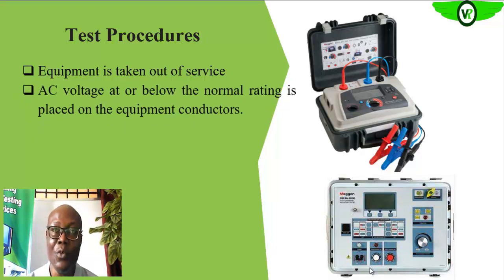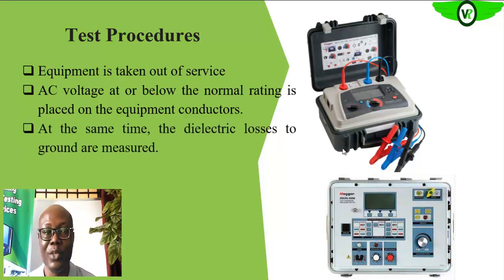So we'll now inject, with this equipment that you are seeing here, an AC voltage that is at most at the nominal rating level of the equipment, or below the nominal rating of the equipment. So what we are saying here is that if the equipment is an 11 kV equipment, we can inject 11 kV or below alternating voltage signals. So that is what we will inject.